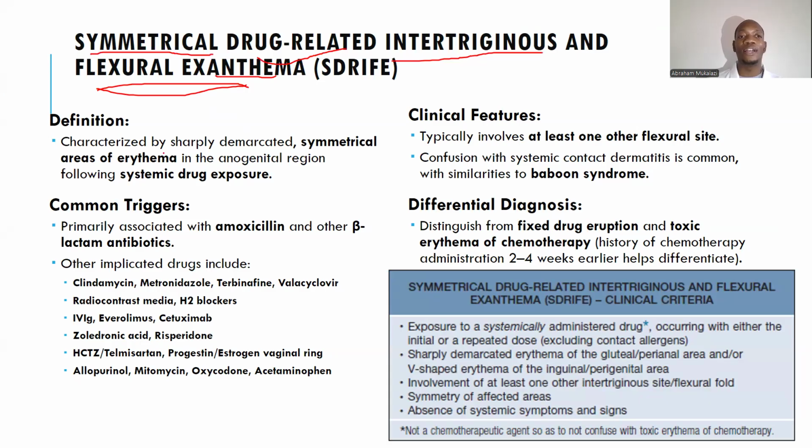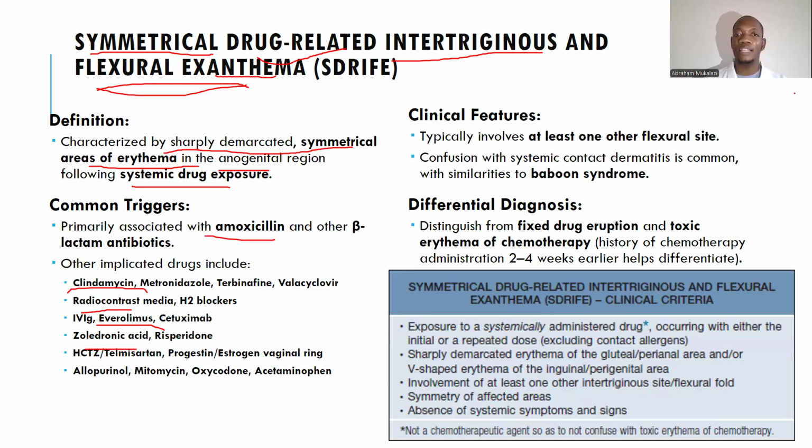In this case, someone will have well-demarcated symmetrical areas of erythema that can be in the anogenital region, following systemic drug exposure. Commonly, the triggers include the penicillins, the aminopenicillins, amoxicillin, and then the beta-lactam antibiotics. Then other drugs that have been implicated include clindamycin, radiocontrast media, the H2 blockers, all these drugs like risperidone, they have all been implicated in this condition.